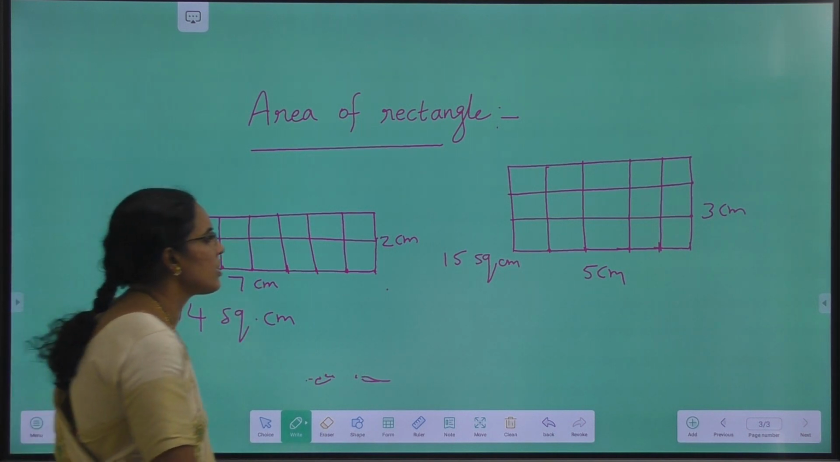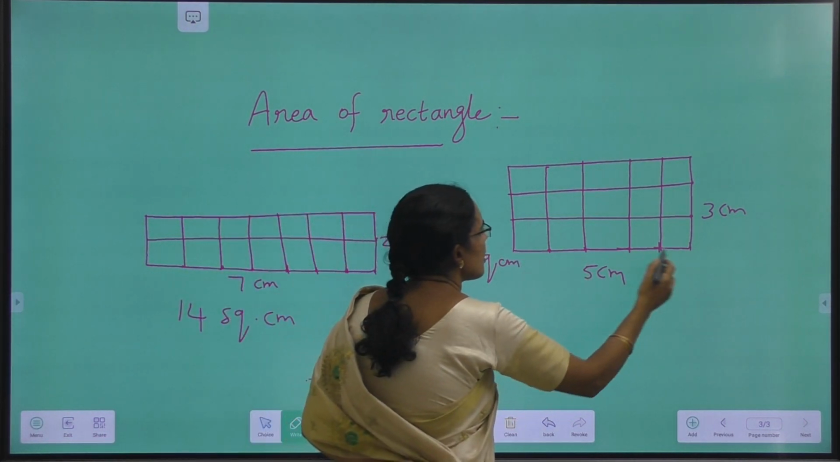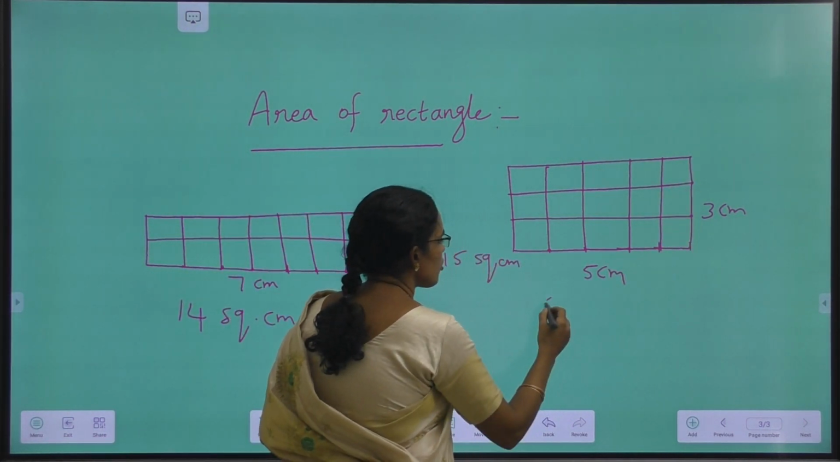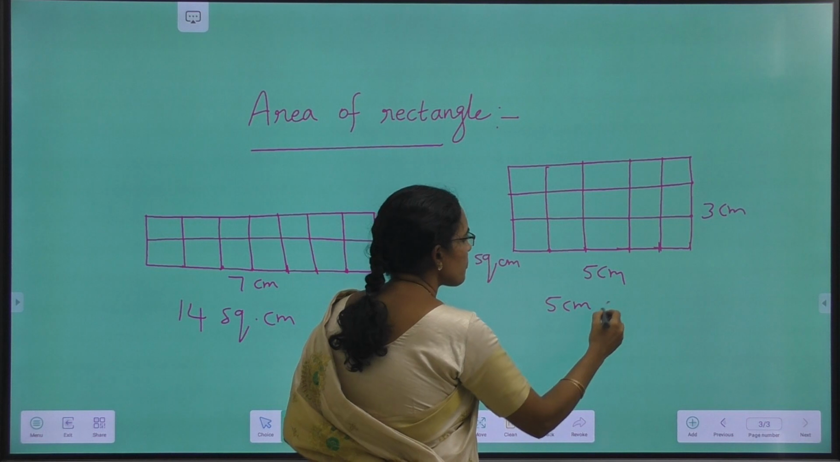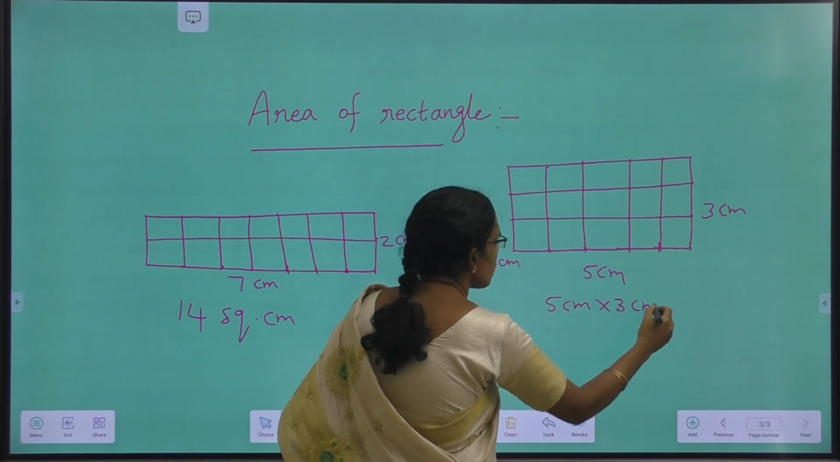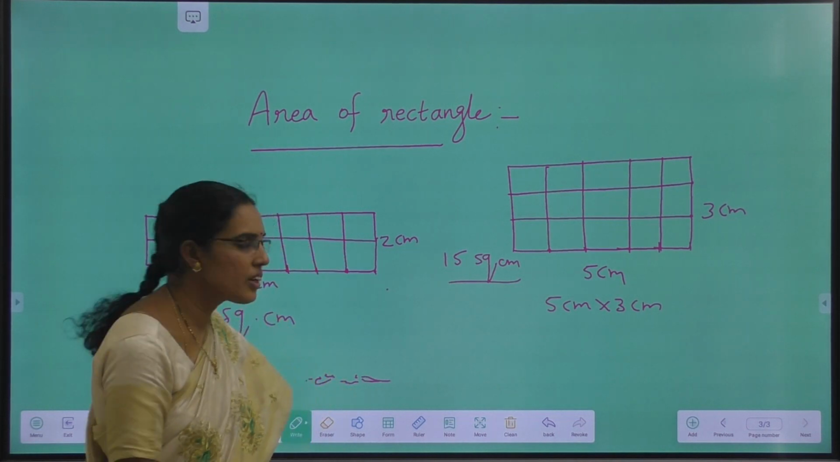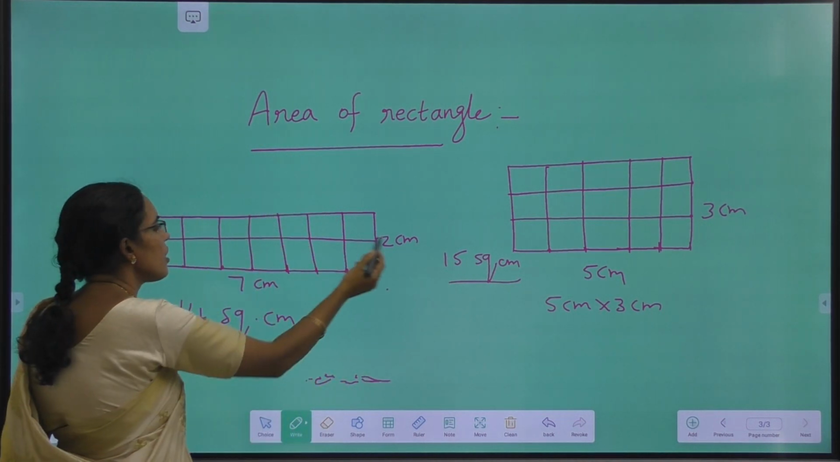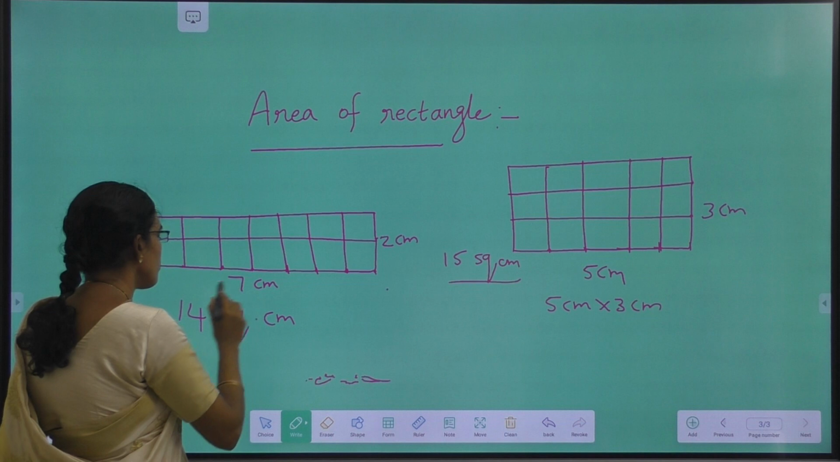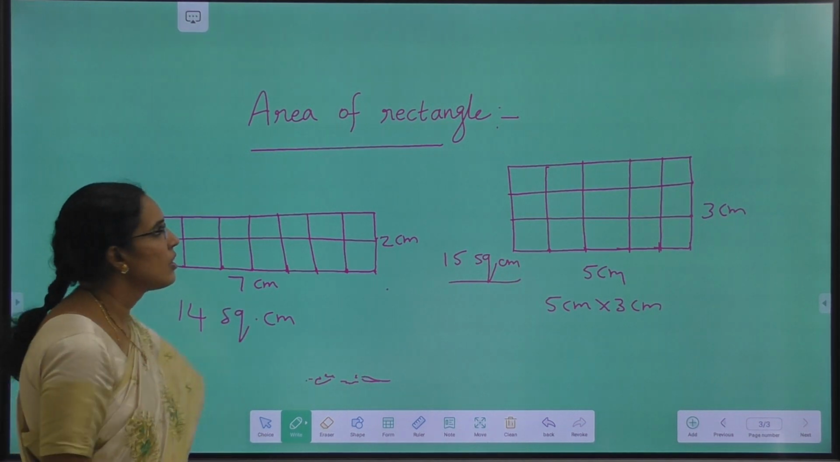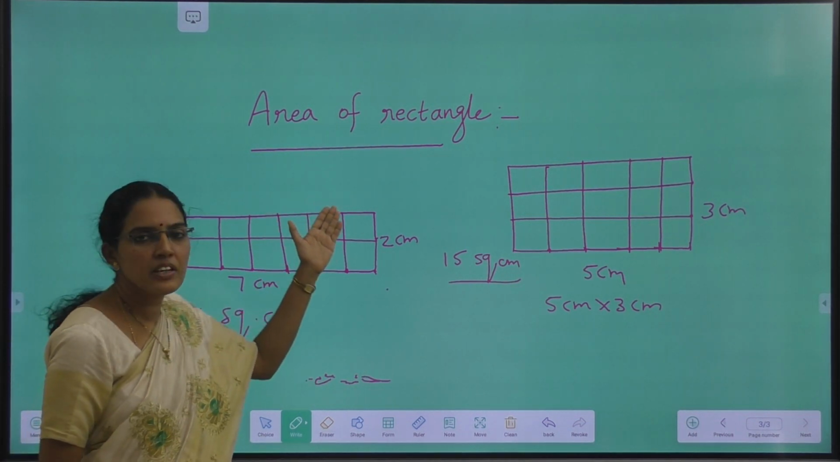We came to know that area of the rectangle is length into breadth. That is 5 centimeters into 3 centimeters, 5 threes are 15 square centimeters. Area of the rectangle, what is the formula? Length into breadth. 7 into 2, 14 square centimeters. This is the formula to find the area of the rectangle.